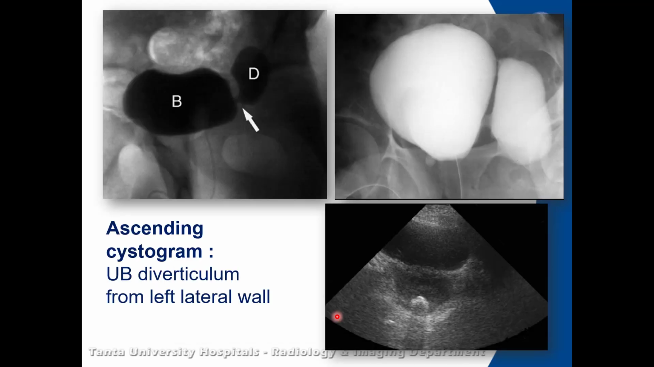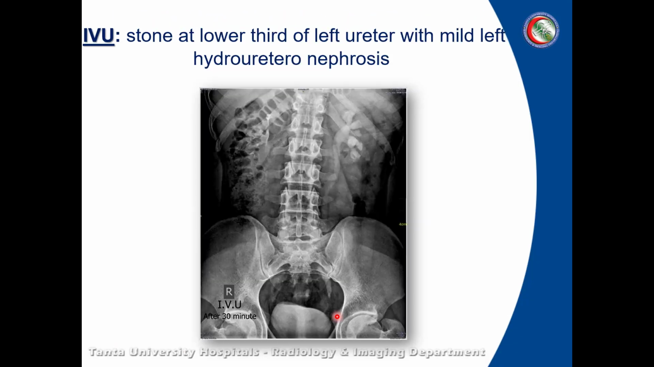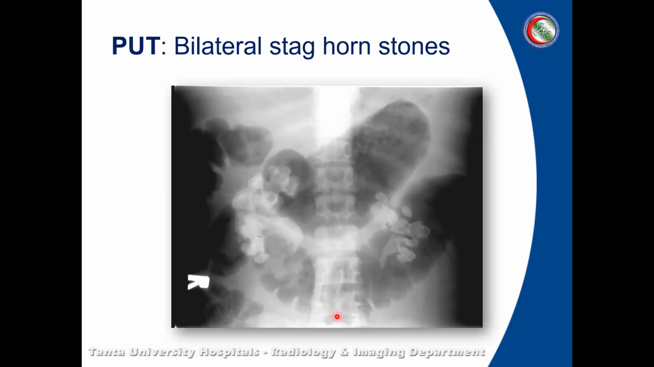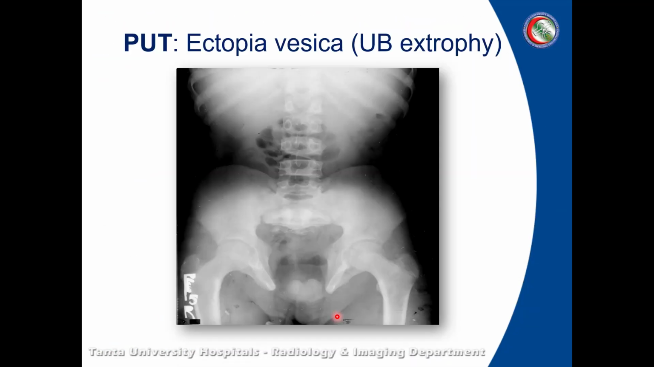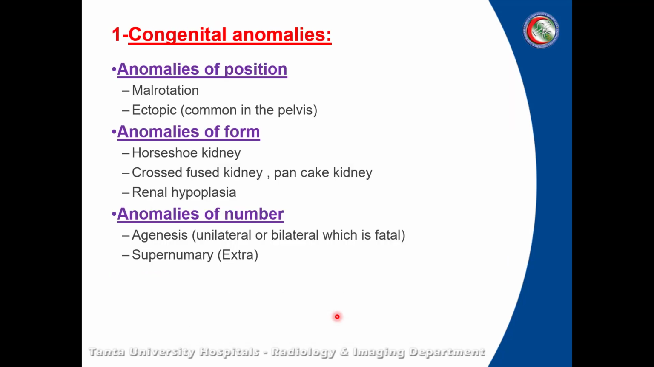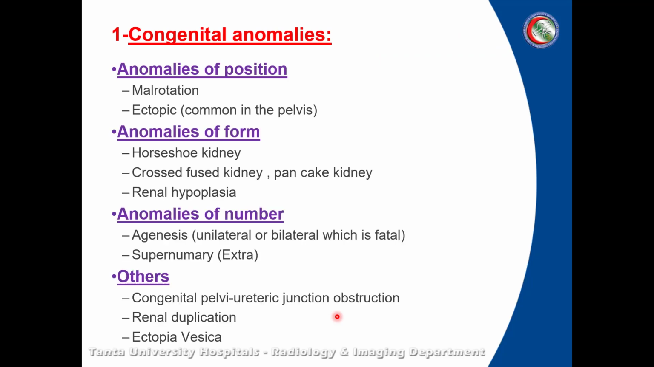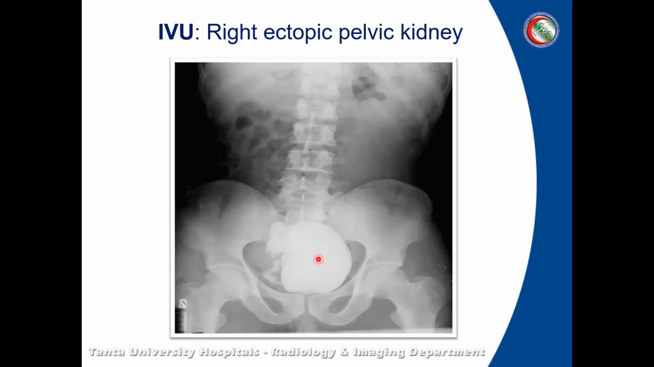We finished the lecture, but we should revise. The common pathological diseases we can detect may be congenital anomalies, stones or masses. Congenital anomalies, such as ectopic kidney. The full comment is IVU, right ectopic pelvic kidney.